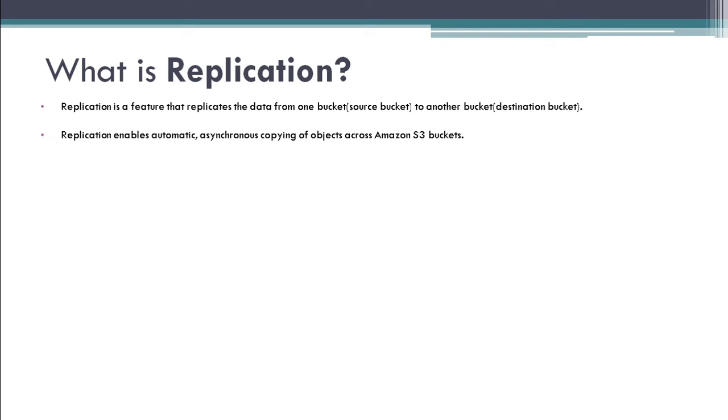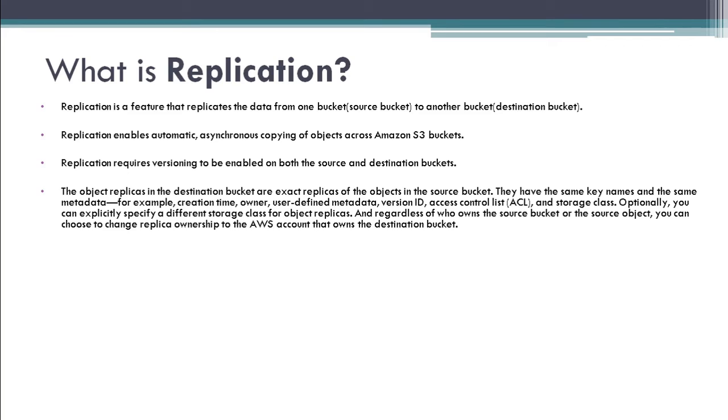So it will get replicated automatically. You don't need to manually go and copy from one bucket and paste into another bucket. It is an automatic process and it is asynchronous. As soon as you create or upload objects in your source bucket, they will get replicated to your destination bucket. Replication requires versioning to be enabled on both the source and destination buckets. So versioning should be enabled on both your buckets.